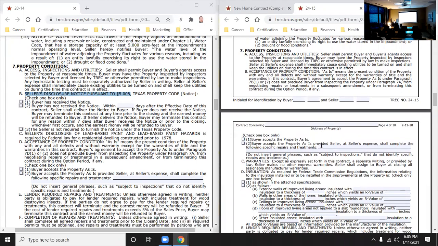And looky here. We don't have construction documents for B on this one. We have acceptance of property condition as is. Now, isn't that something? It means the present condition of the property with any and all defects and without warranty, except for the warranties of title and the warranties of this contract. Buyer's agreement to accept the property as is under paragraph 7B1 or 2 does not preclude the buyer from inspecting the property under 7A, from negotiating repairs or treatments in a subsequent amendment, or from terminating this contract during the option period, if any.